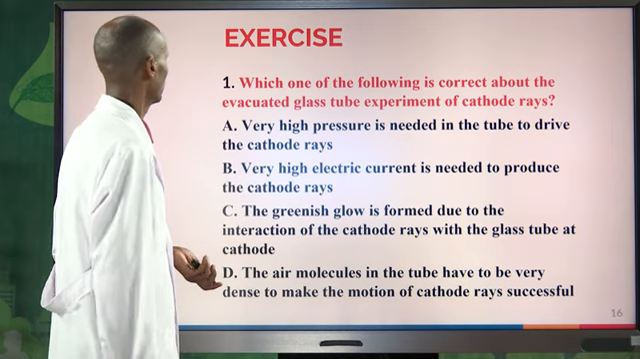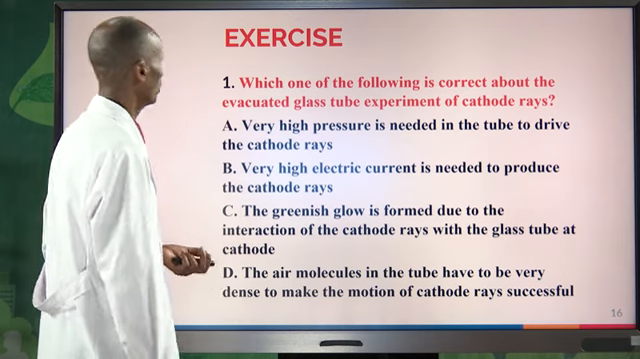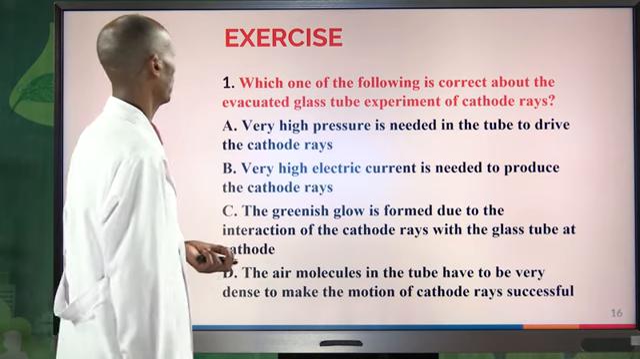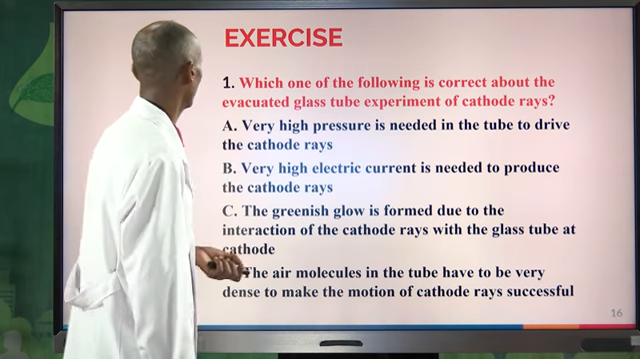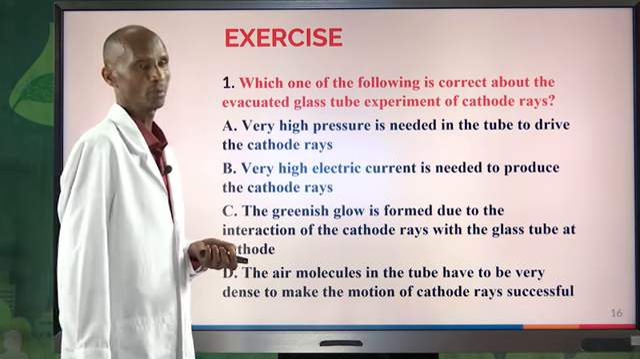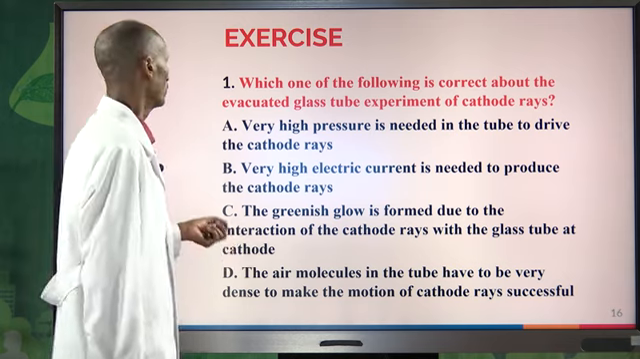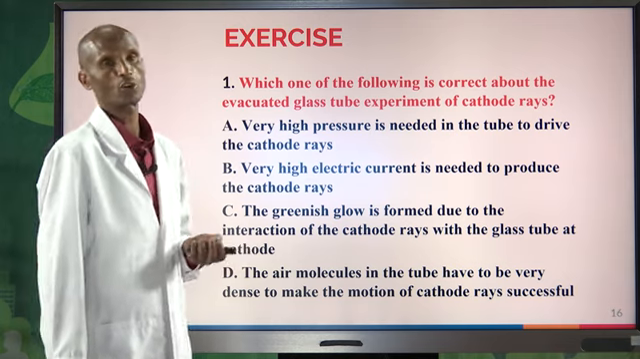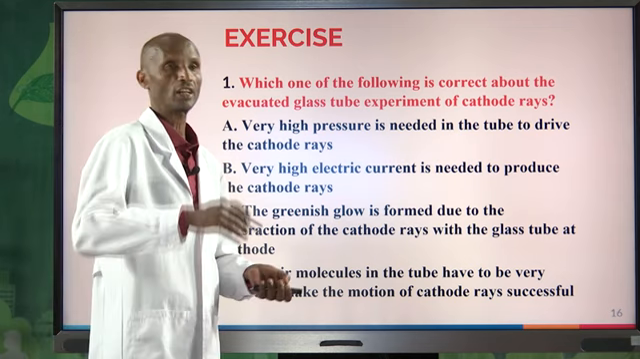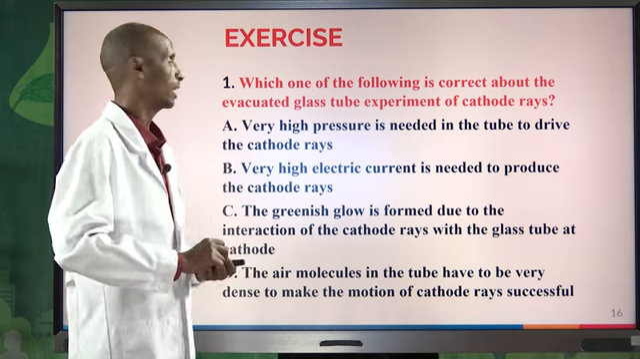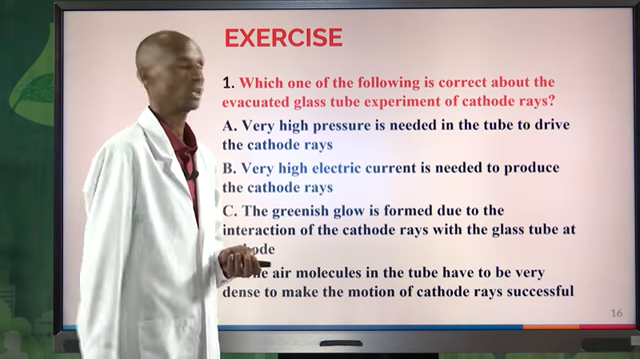Let us see. The first question says, which one of the following is correct about the evacuated glass tube experiment of cathode rays? A. Very high pressure is needed in the tube to drive the cathode rays. This is completely incorrect because a very small amount of pressure, about 0.001 millimeter of mercury, is needed, because if there is high pressure, the electric current cannot flow and cannot form cathode rays.